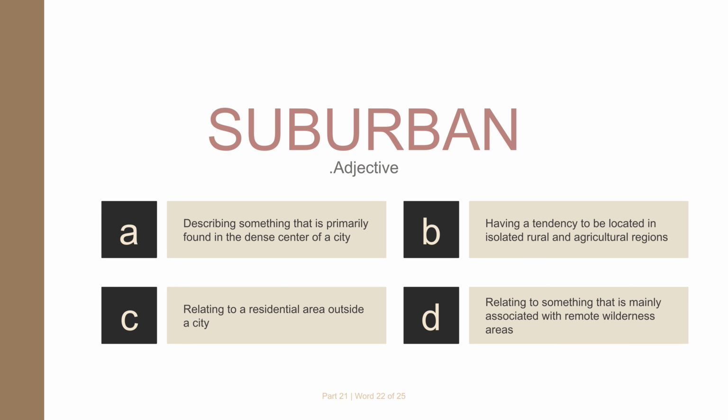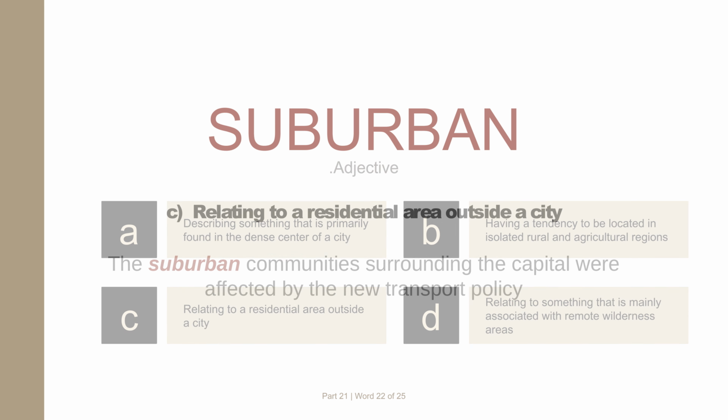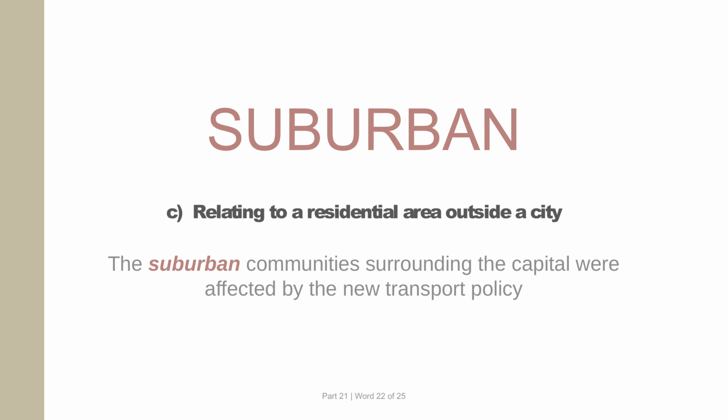Correct answer, option C. The correct meaning of suburban is relating to a residential area outside a city. Example: the suburban communities surrounding the capital were affected by the new transport policy.